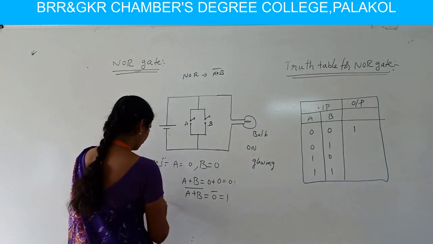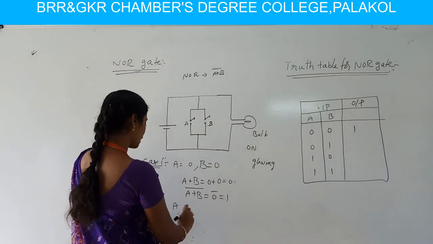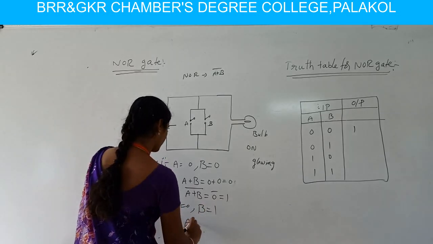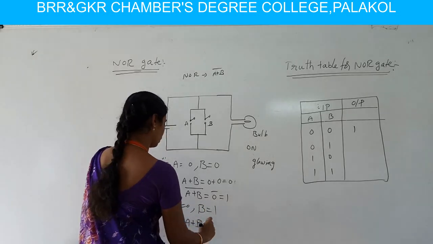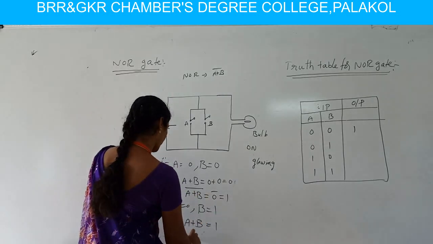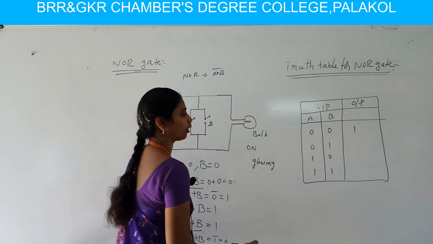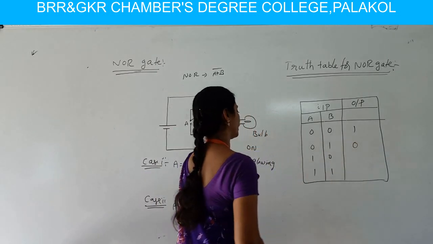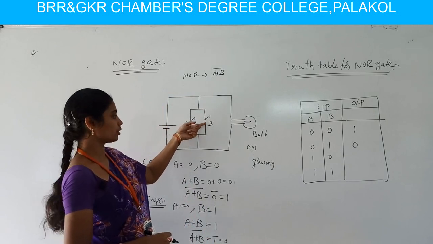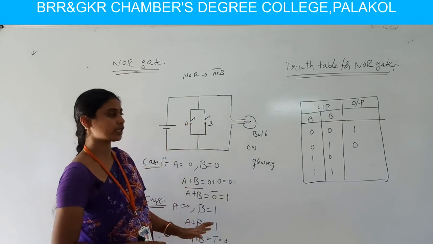Okay, next we go for the second case, which is case 2. Here A is 0 and B is 1. In this case also we have A plus B, which is 0 plus 1, we know that is 1. So A plus B whole bar, it means 1 bar, which is 0. Then we have the output as 0. It means switch A is in open state and switch B is in closed state. Whenever this is in closed state, we have the output as 0, low logic level.